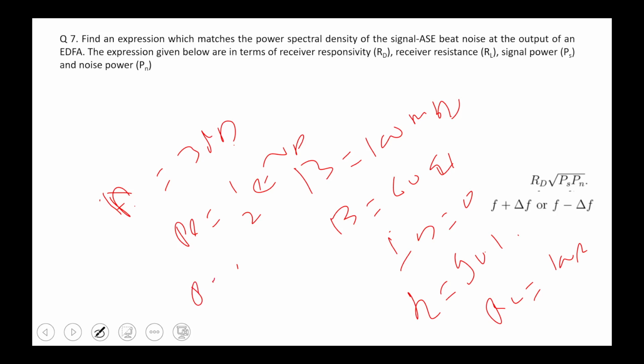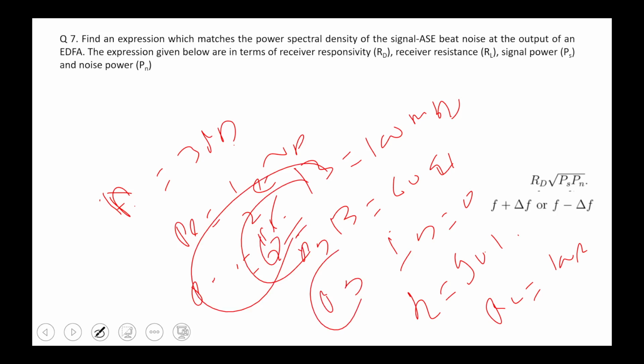You have to give the receiver sensitivity. P average equals 1 by 2 Q sigma T square beta 2 Q beta RD. So you have to calculate the RD of that receiver. I think this expansion will give the answer to these questions. If you calculate this expansion, you will get the RD of the receiver, and everything else is given.